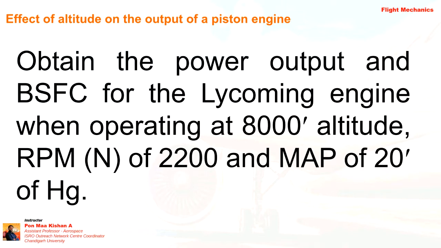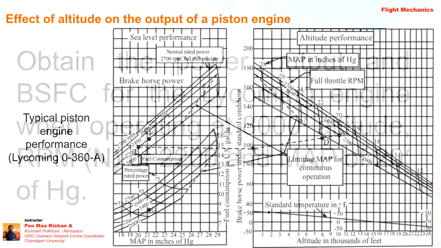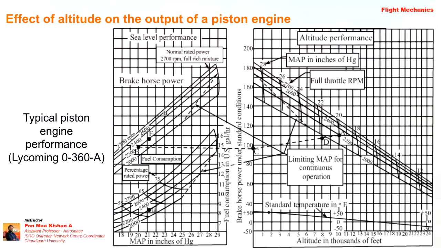They have given altitude 8,000 feet with RPM 2,200 and manifold air pressure of 20 inches of mercury, right? I hope you remember the graph from yesterday, the performance chart. It is for the Lycoming engine only, with the configuration 0360A. On the left side the chart is given with sea level performance, and on the right side with altitude performance. Yesterday we solved a problem for sea level performance. Today we are going to see the altitude performance.